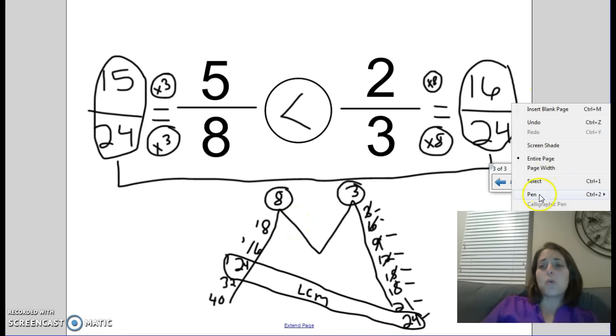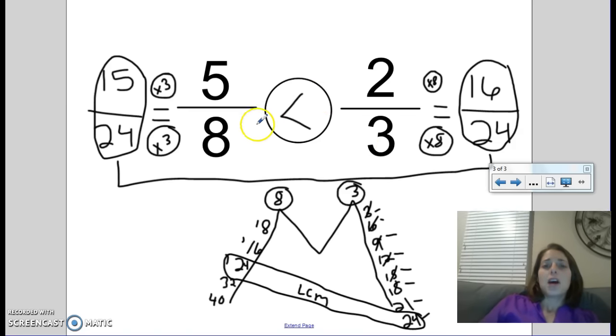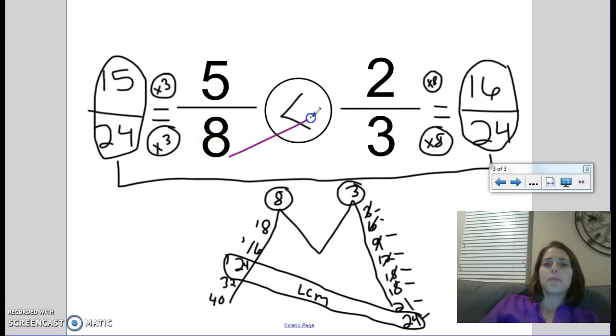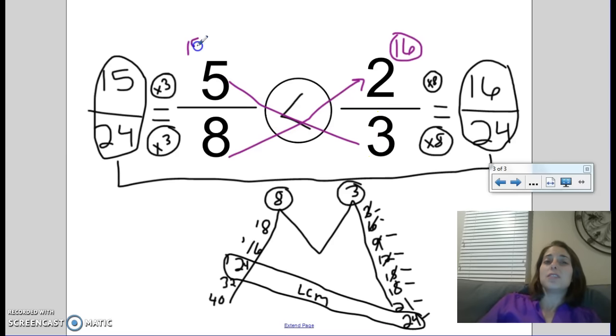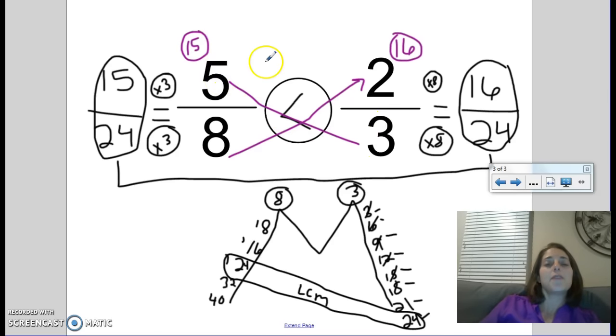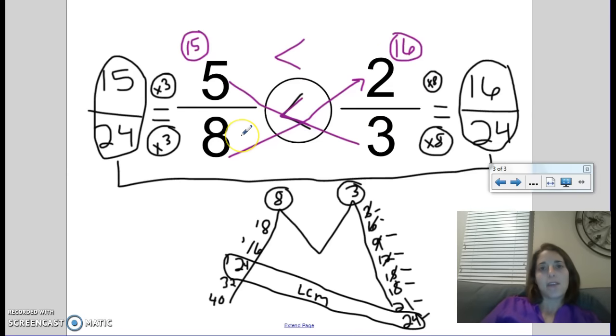I'm just going to do a quick check with bottoms up. And again, please use the original fractions for bottoms up, not the new ones that we made. 8 times 2 is a good old 16. And 3 times 5 is just a little bit less than that at 15. Since 16 is greater than 15, I know 2/3 is greater than 5/8.